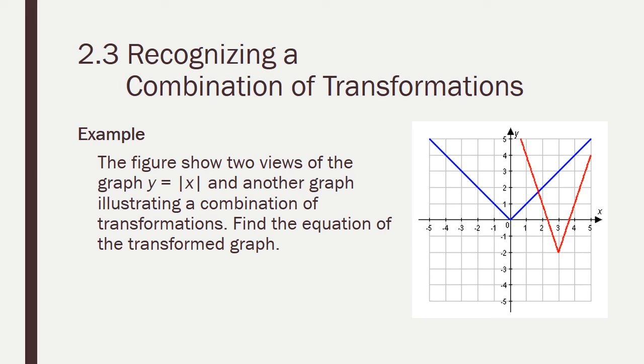Okay, here's an example. This figure shows two views of the graph y equals the absolute value of x and another graph illustrating a combination of transformations. You're supposed to find the equation of the transformed graph. So the graph in blue is the absolute value graph. Your task is to find the equation for the graph in red. Pause the recording, give this a try, and resume the recording to check your answer.